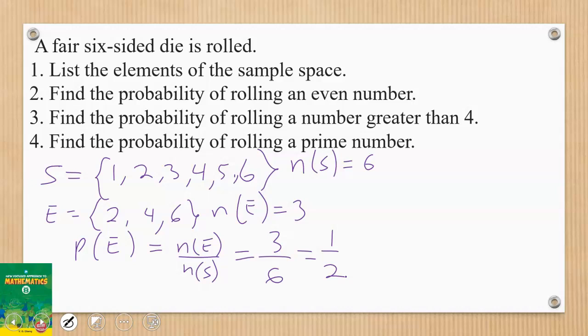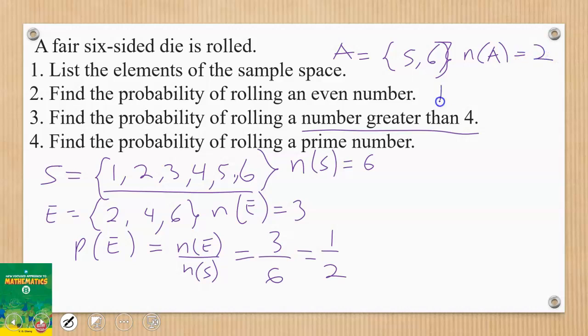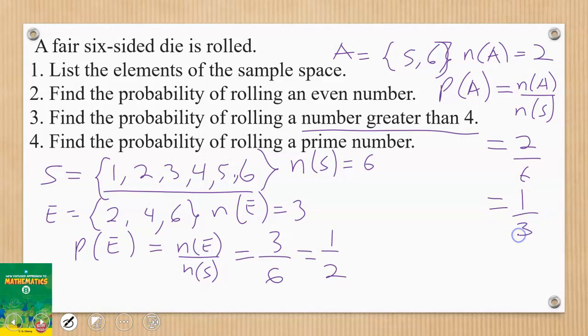Then we want to find a number greater than 4. Let A be a number greater than 4. Which of these numbers is greater than 4? We have 5 and 6. So the number of outcomes in the event is 2. The probability of event A will be equal to the number of outcomes in the event over the number in the sample space. Of course, the number in the event is 2, the sample space is 6. This can be reduced to 1 over 3, that is 1/3, and that answers the question.